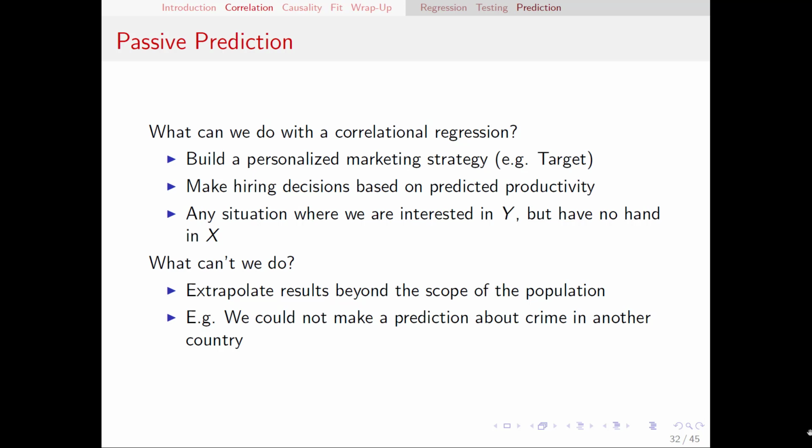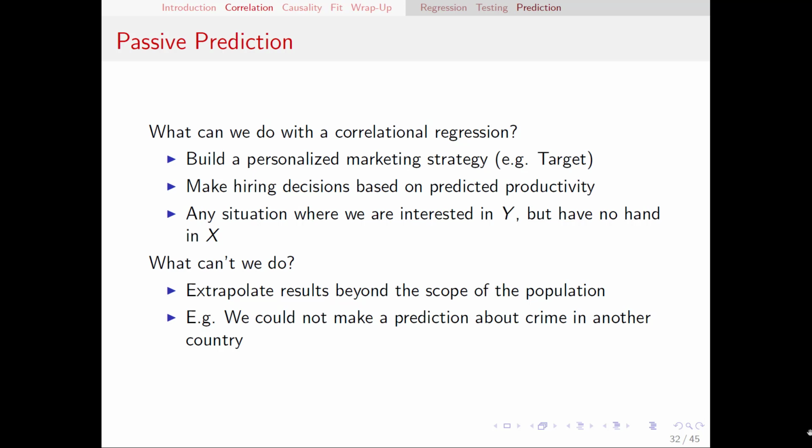You could also use a passive prediction if you are a hiring manager. You could take a sample of your existing employees and say, what are the characteristics associated with people with high productivity? And you could hire people based on what you predict their productivity is going to be. It doesn't actually matter that you have precisely estimated a causal relationship here. You just care about who tends to be a good worker. In general, we can think about any situation where what we're interested in is the final outcome, but we don't actually have an ability to change X.